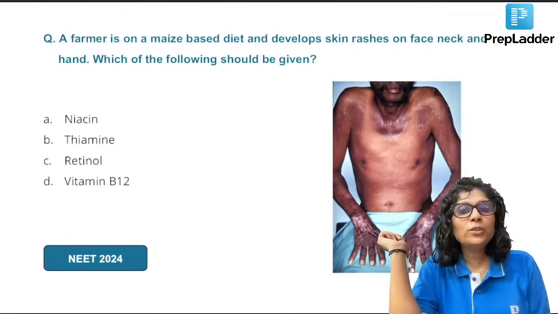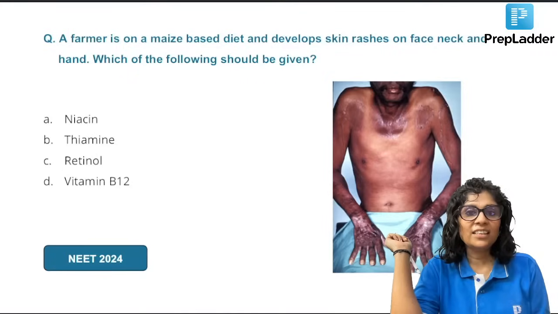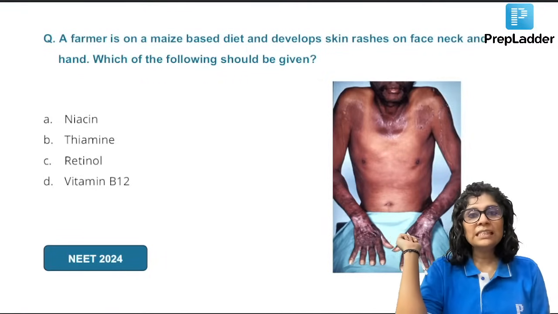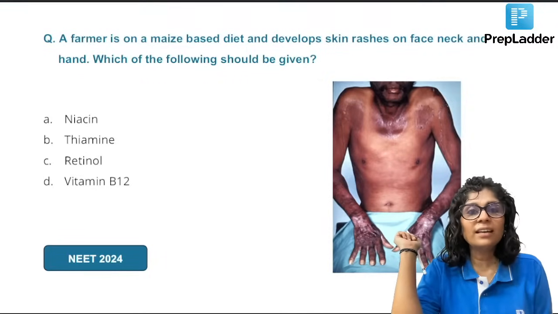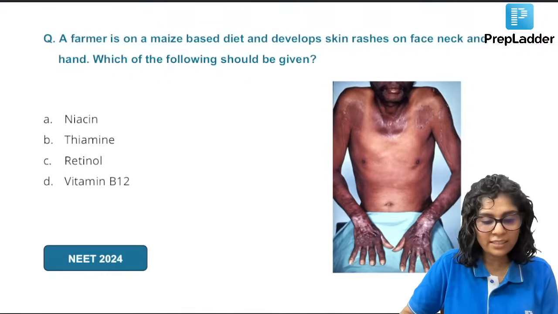So NEET PG 2024 MCQ. A farmer is on a maize-based diet. The moment you see maize-based diet, please remember maize tryptophan availability is low. Without tryptophan, there will be 3 Ds of pellagra. So the person has developed skin rashes on face, neck and hand. Which of the following should be given? Excellent. Niacin has to be given.